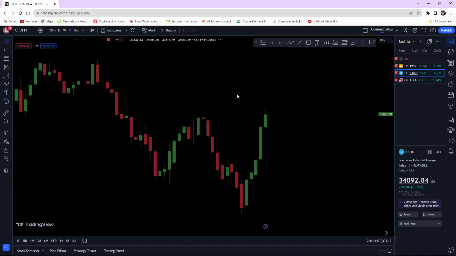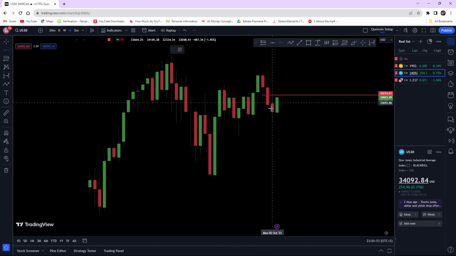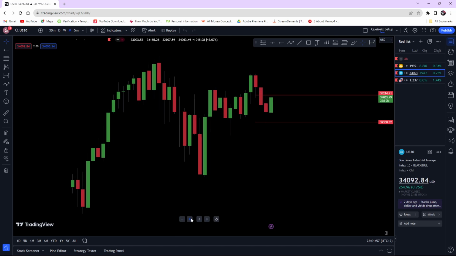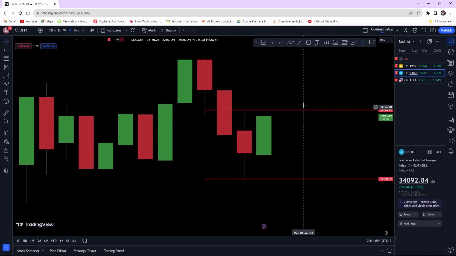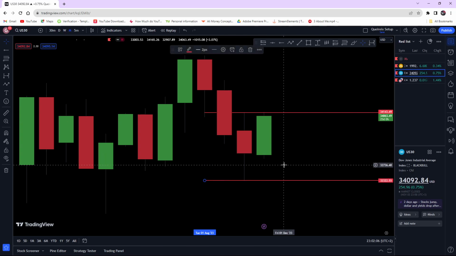So with US 30, we're gonna go to our monthly. We're gonna mark up the high and the low of the previous month. Let me just zoom in so I can mark it correctly. It's a high and that's our low.